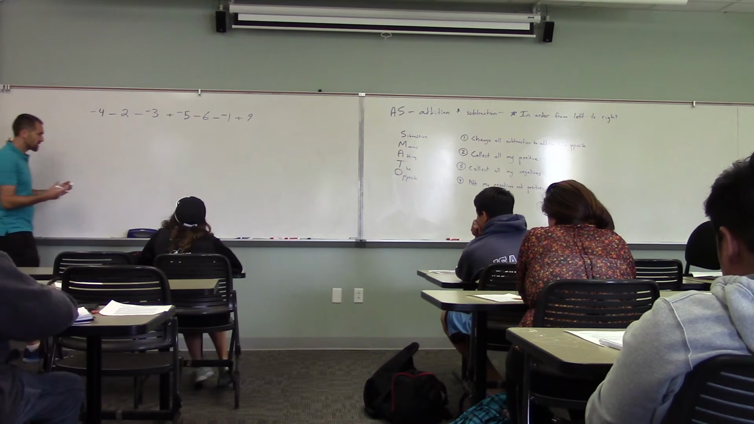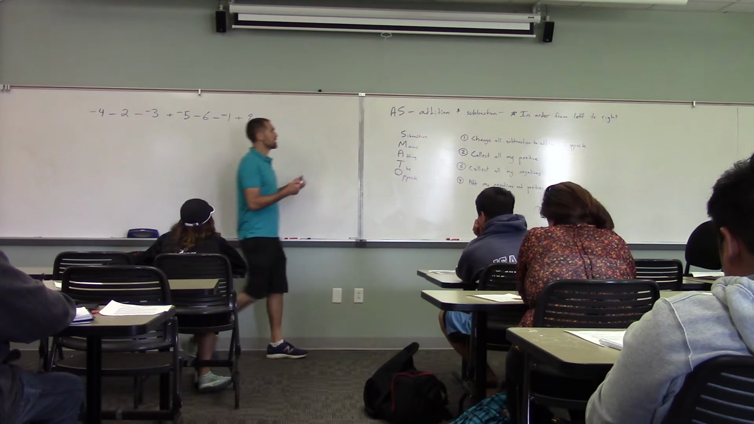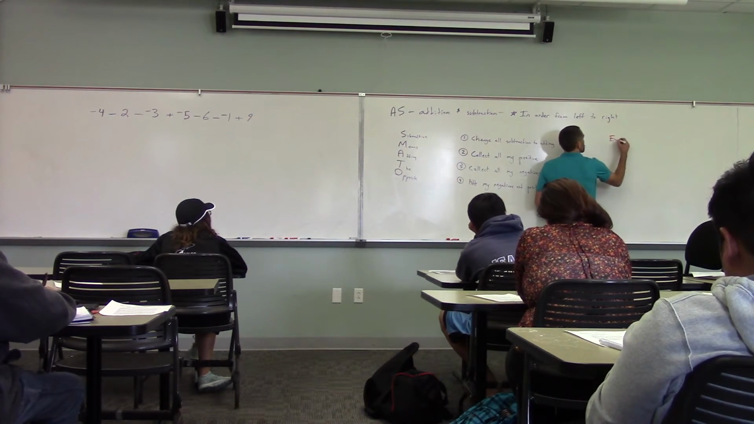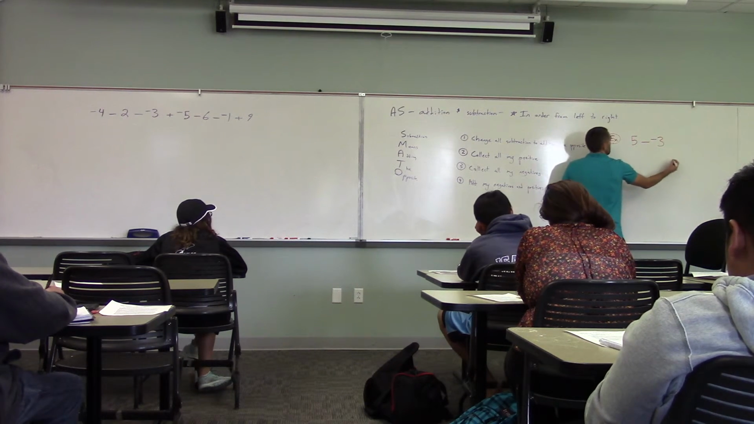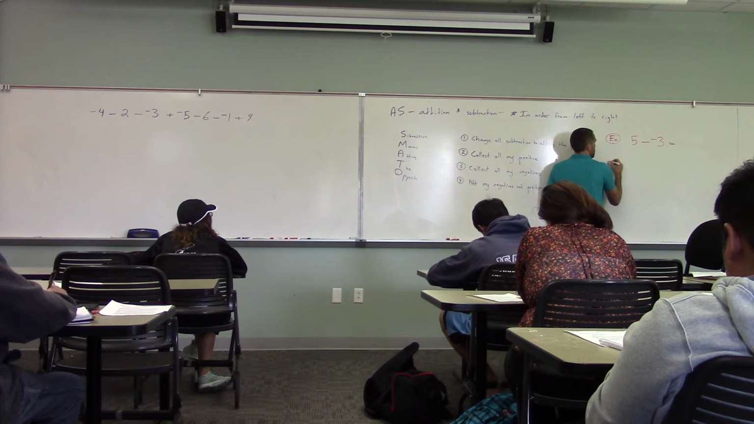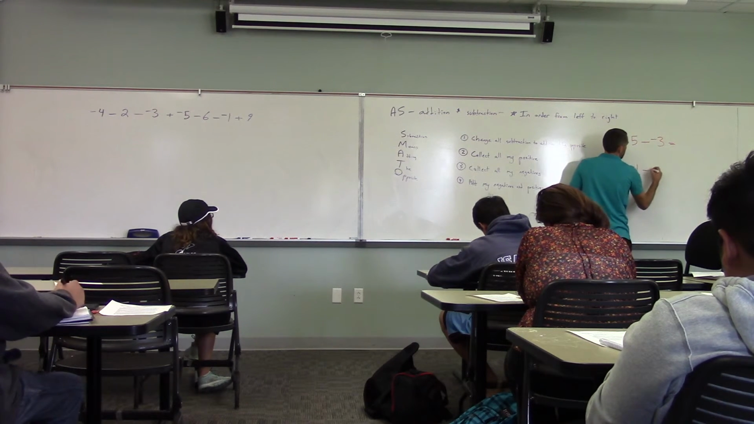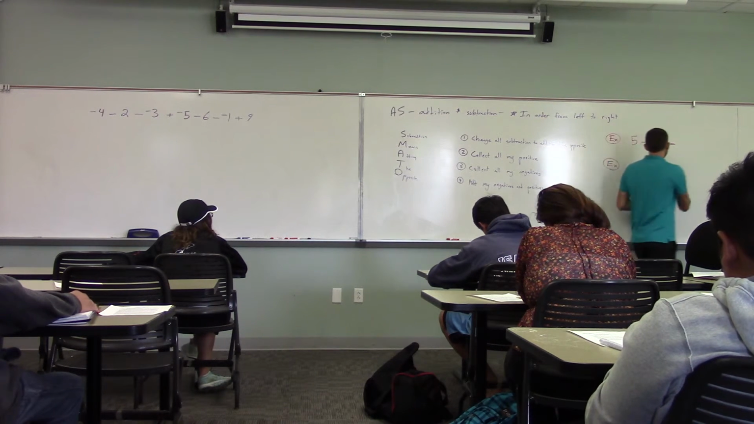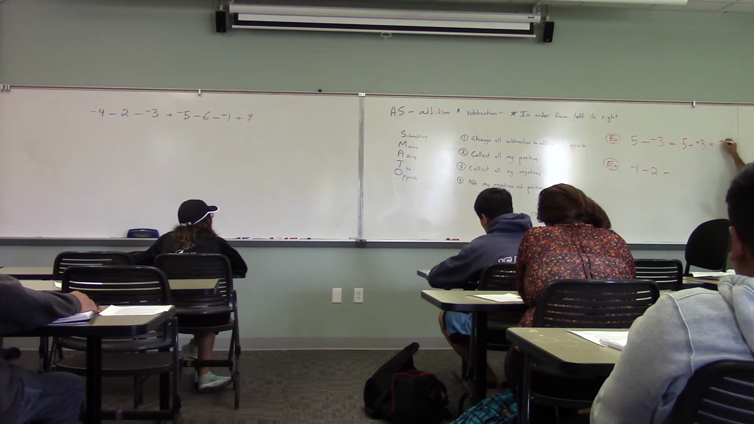Okay, so the way I solve this is I switch everything to adding the opposite. So a quick example here is 5 minus -3 would become... Okay, so what would 5 minus -3 become? 5 plus 3. 5 plus positive 3, or 8.